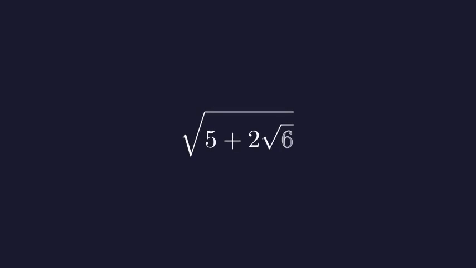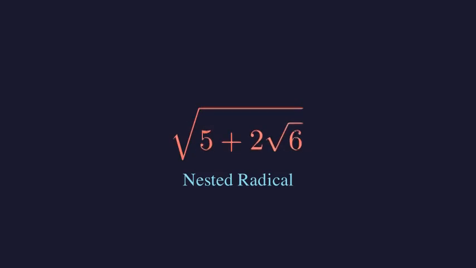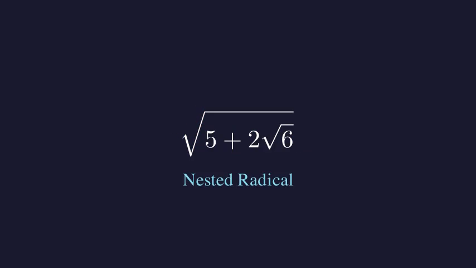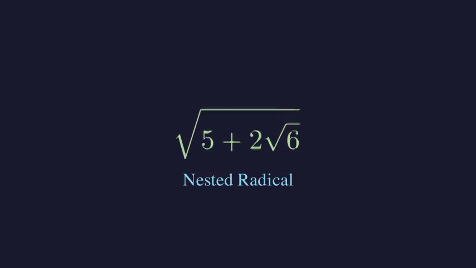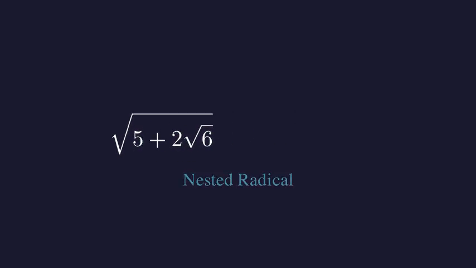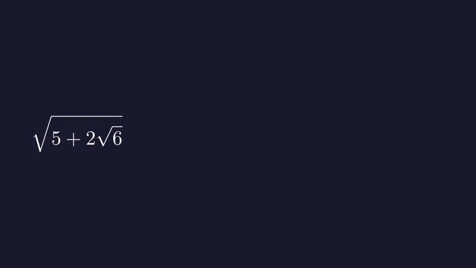Look at this expression, the square root of 5 plus 2 times the square root of 6. This is what mathematicians call a nested radical, essentially a root trapped inside another root. At first glance, it appears to be a complicated, messy, irrational number. However, this specific structure often hides a much simpler value. Our goal is to deconstruct this nested form and rewrite it as the sum of two separate, clean square roots.